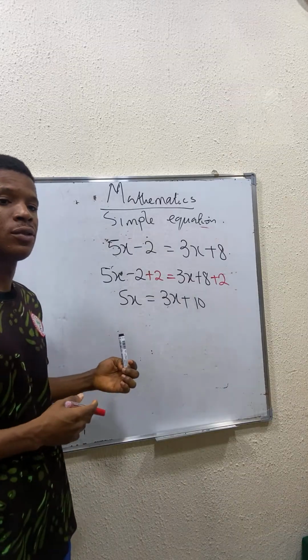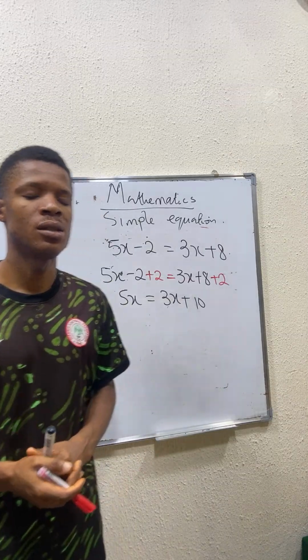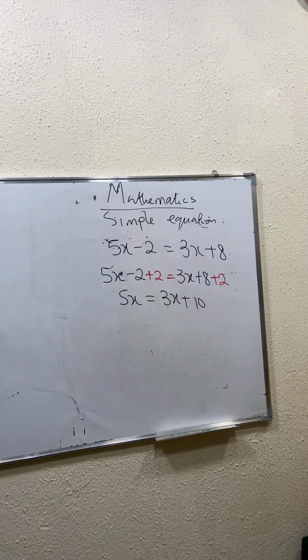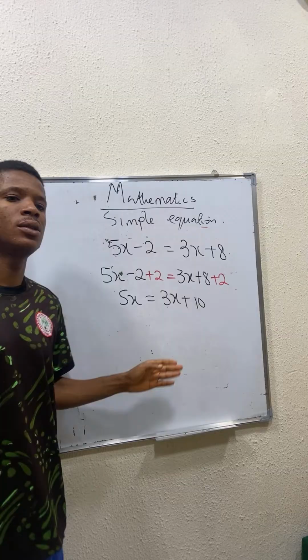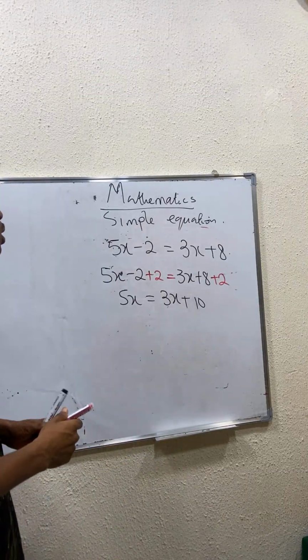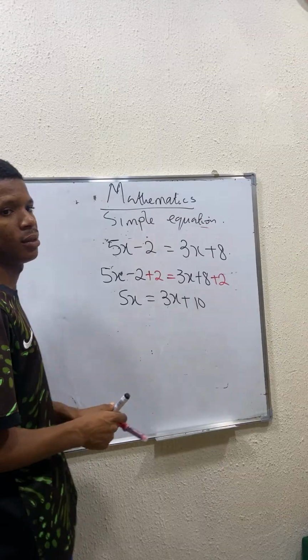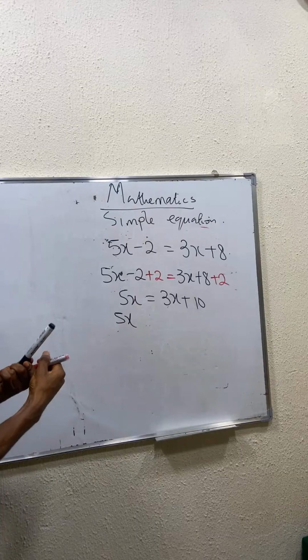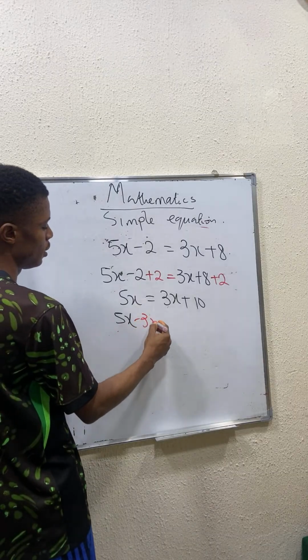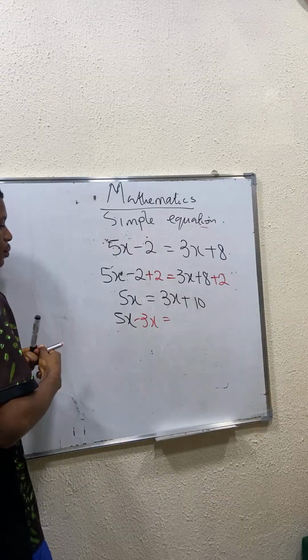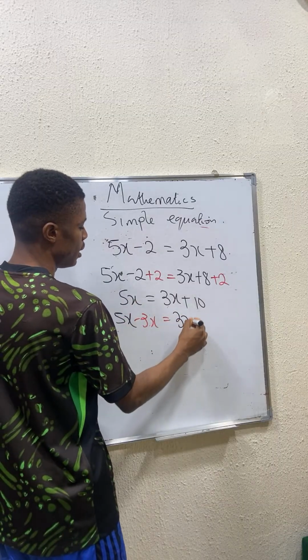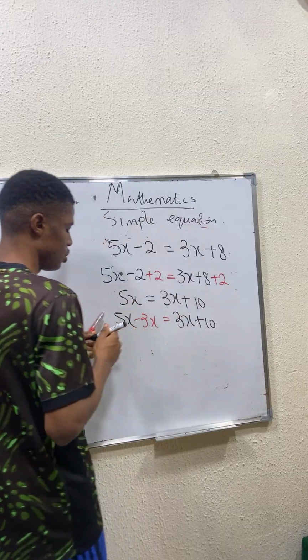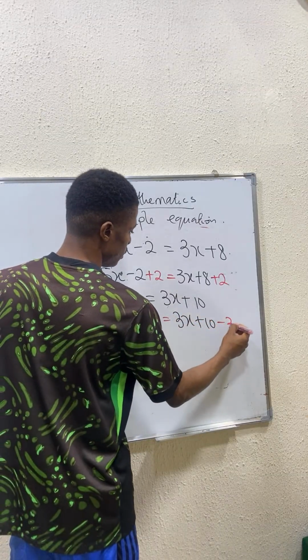So the next thing to do is the same process again. What do we need to do? We are going to subtract the 3x. So we have 5x, we are going to subtract 3x, and that equals, we are left with 3x plus 10. We are going to subtract 3x. Okay?